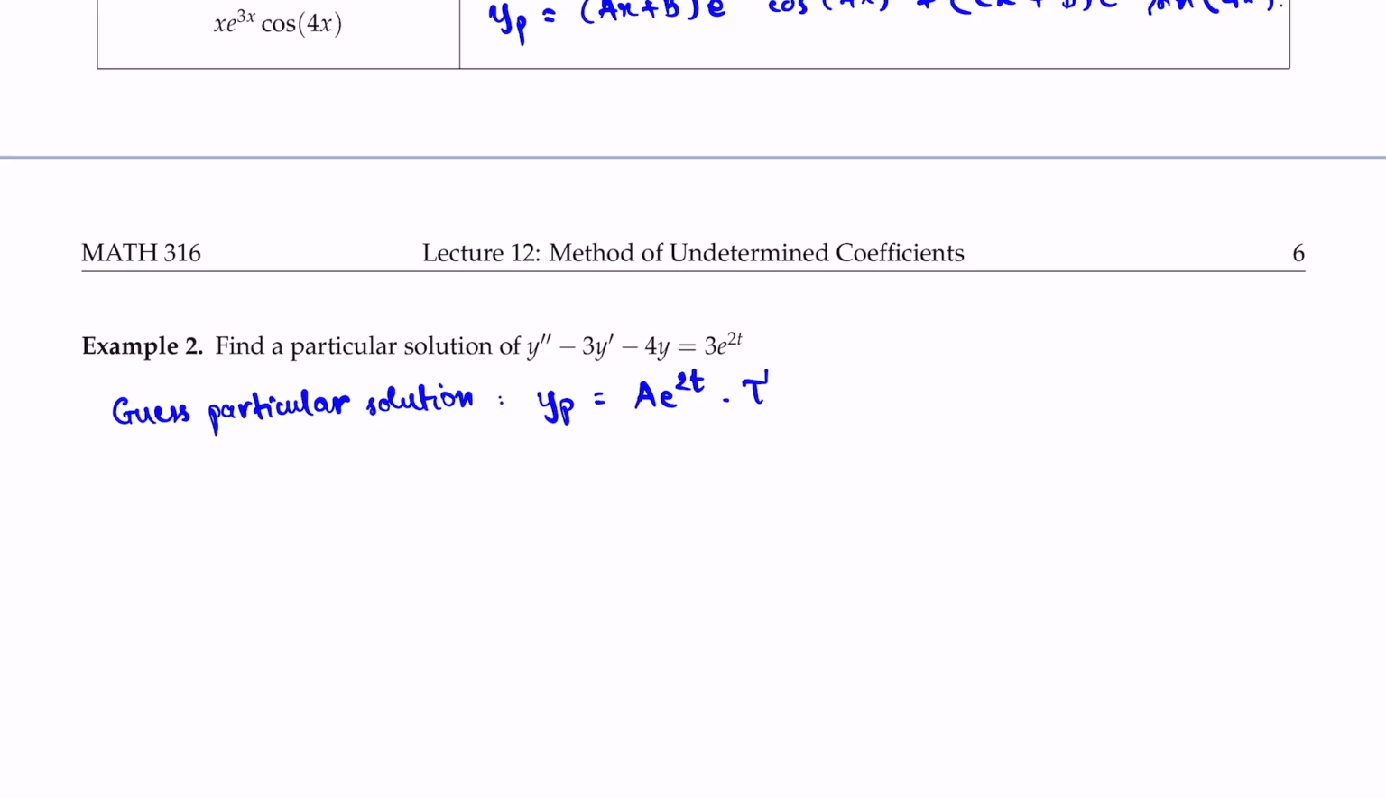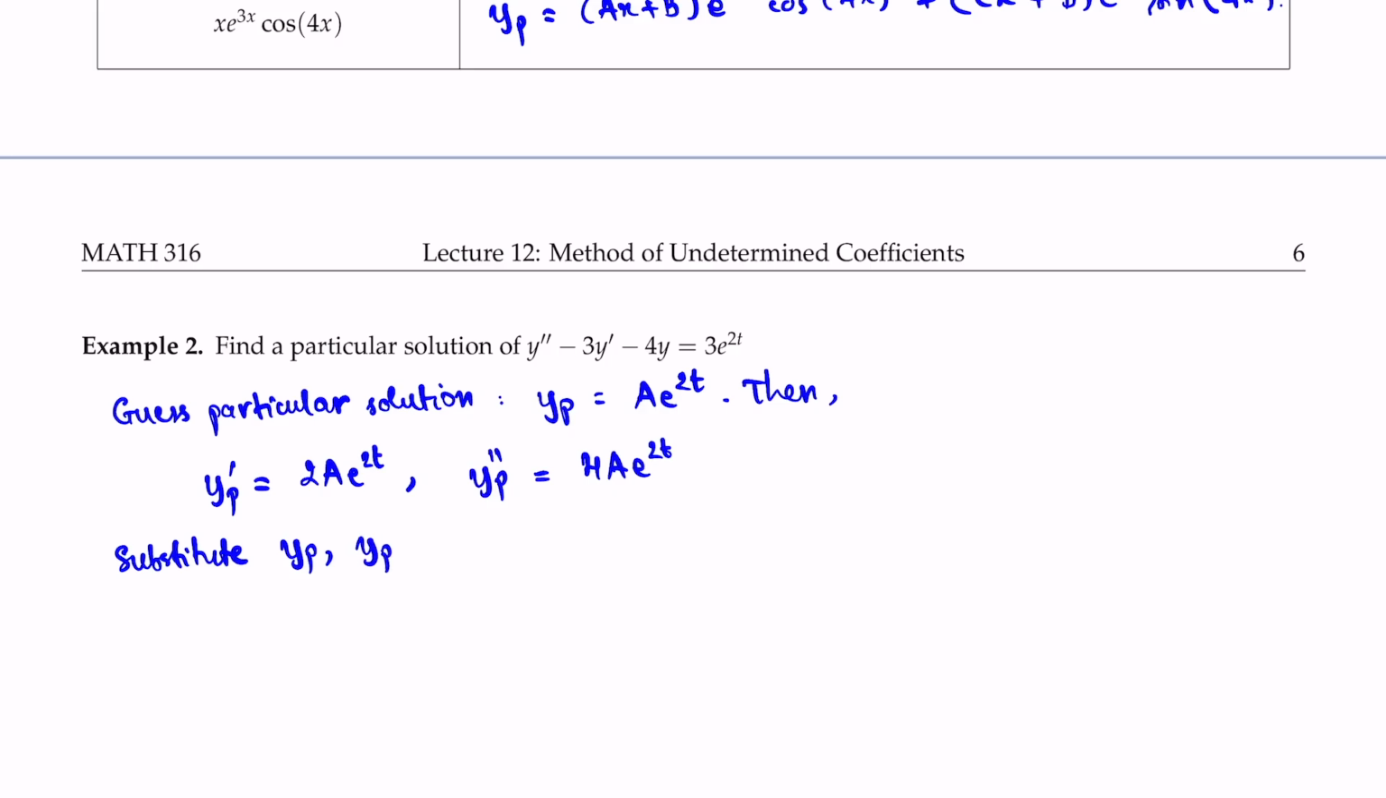Then you have y sub p equal to A e to the 2t, y sub p prime equal to 2A times e to the 2t, and y sub p double prime equal to 4 times A times e to the 2t. Then we substitute y sub p, y sub p prime, and y sub p double prime into the differential equation.